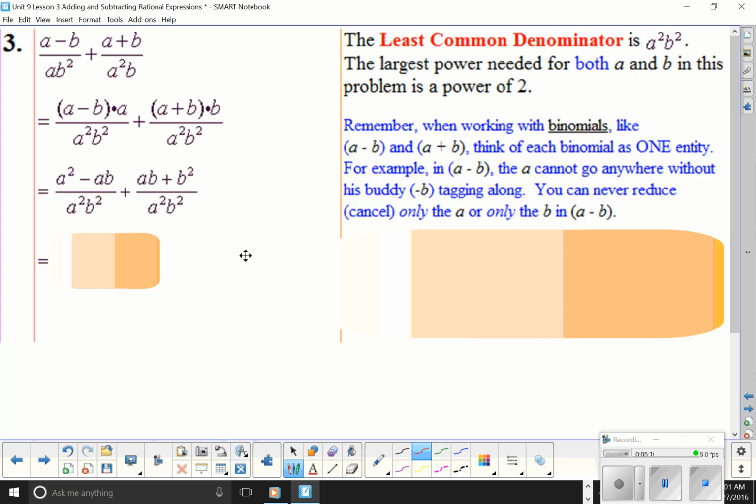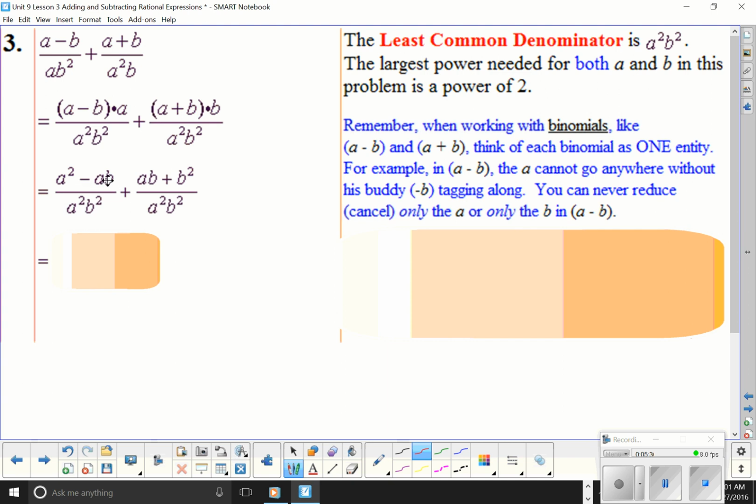And voila. Remember, when working with binomials like a minus b and a plus b, think of each binomial as one entity. For example, in a minus b, the a cannot go anywhere without his buddy negative b tagging along. You can never reduce or cancel only the a or only the b in a minus b.